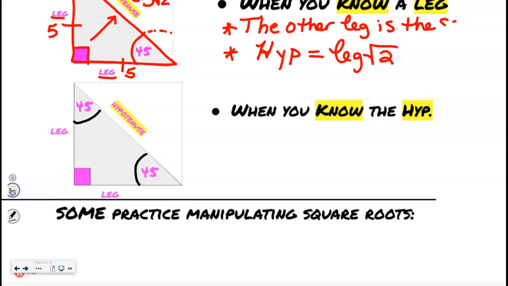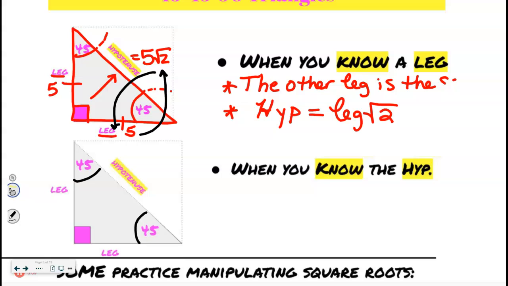And then we know we have half a square, so the legs are the same. Well, the question is, what if I know the hypotenuse? So what if instead of there being a 5 on the leg, there was a 5 on the hypotenuse? Well, you just have to go in reverse. So if we multiply by the square root of 2 to get the hypotenuse, we'll be dividing by square root 2 to get back to the leg.